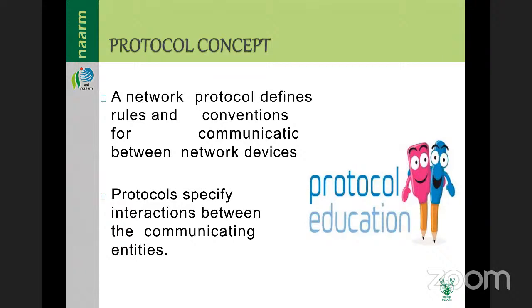Nobody can identify it. Then after reaching the destination, it will be decrypted. Encryption means the normal text is converted into an unreadable format. Then after reaching there, it is converted from the unreadable format into a readable format. That is decryption. Different types of protocols specify the interactions between communicating entities.